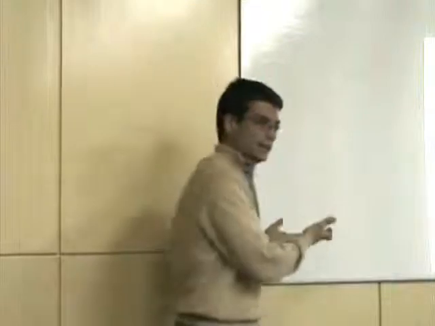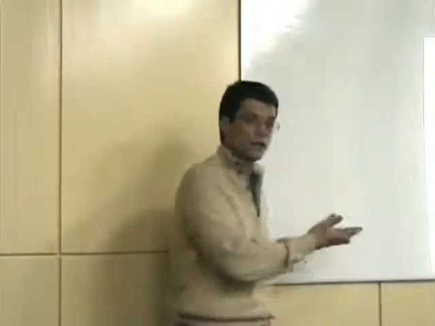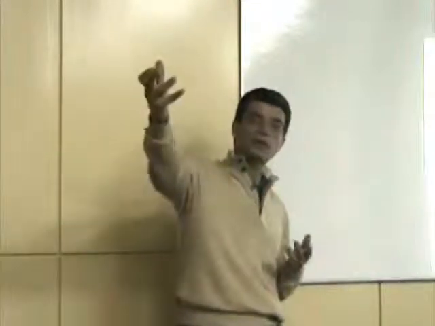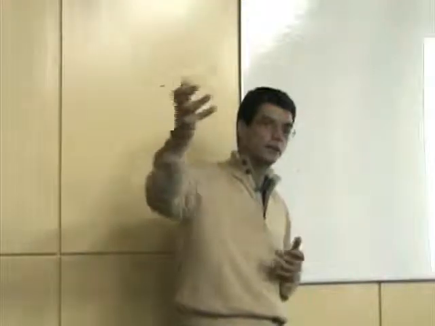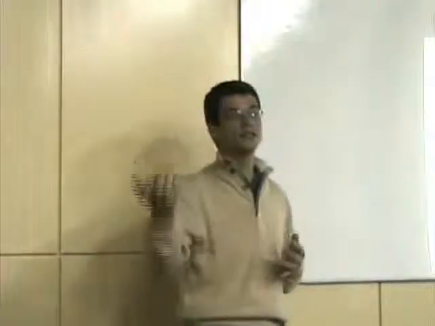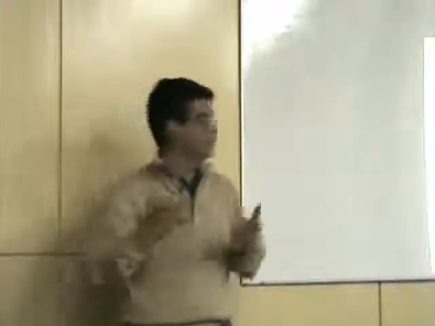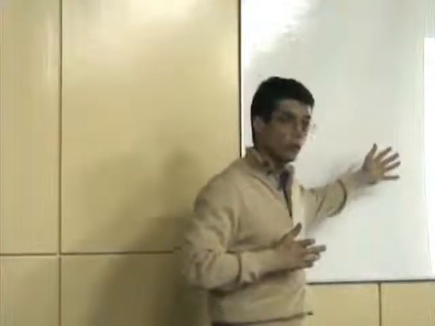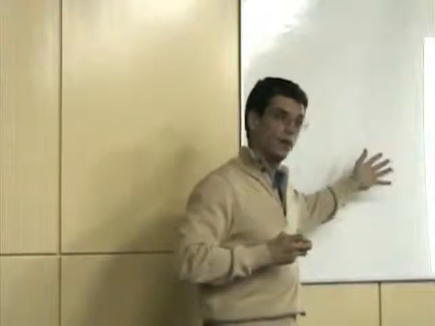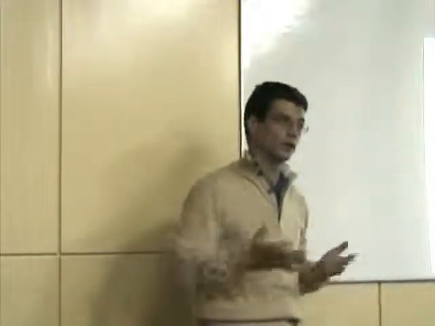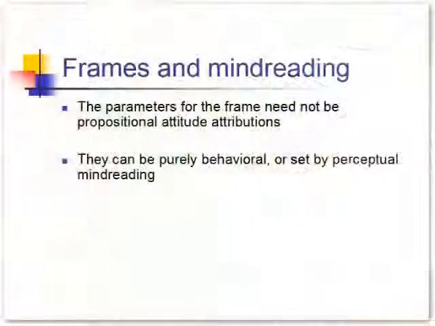If you're Jackson, who we looked at before, what's going on? I'm interpreting the person coming towards me. I'm thinking, he believes that I'm a customer. He desires to receive my order. He believes that blah, blah, blah. And the frame gives us another way of thinking about it, where you don't need to go through all the propositional attitude stuff. So they can be purely behavioral, or they can just be set by perceptual mind reading.